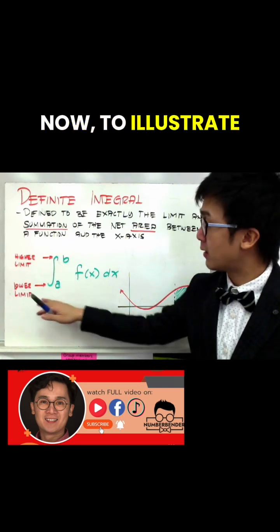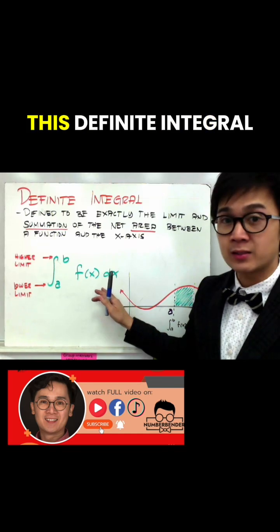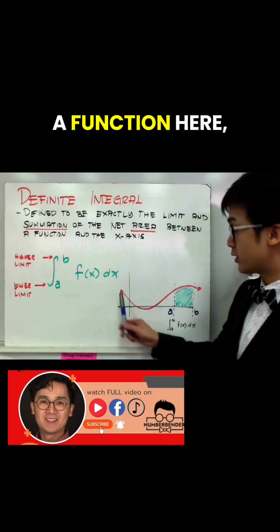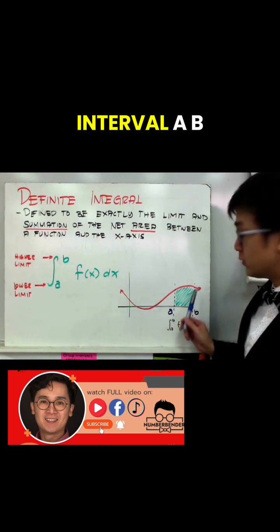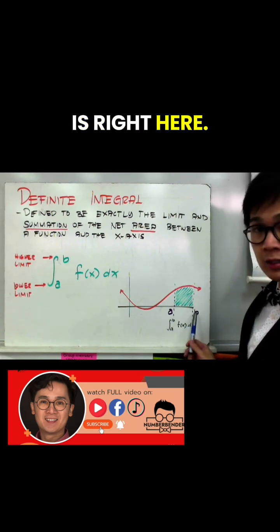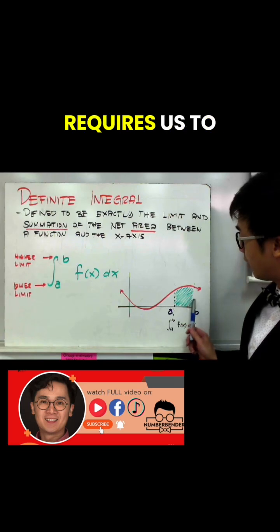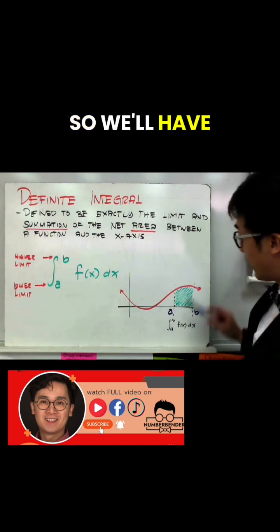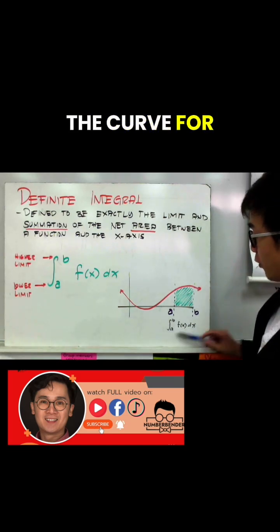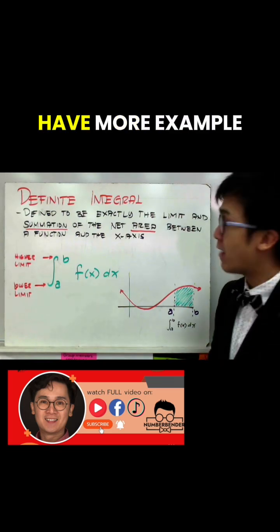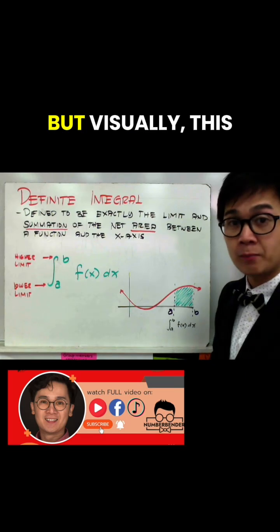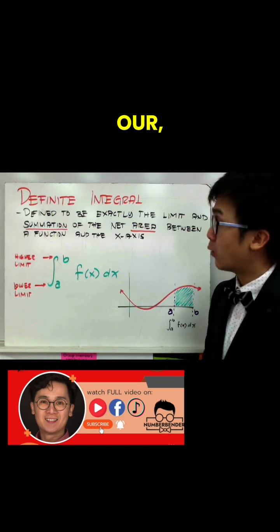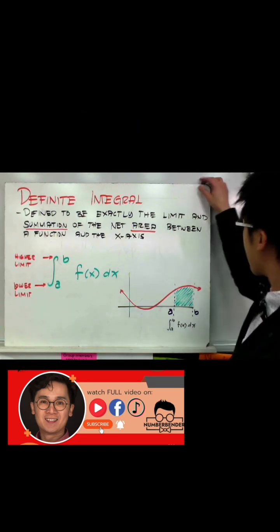Now, to illustrate the area under the curve using this definite integral process, it is given by this illustration. So we have a function here. Given that the interval a to b is right here, finding the area under the curve requires us to perform the definite integral process. So we'll have the area under the curve for this particular function. We're going to have more examples of this later on, but visually, this is what's happening when we're using definite integrals in our problem solving.